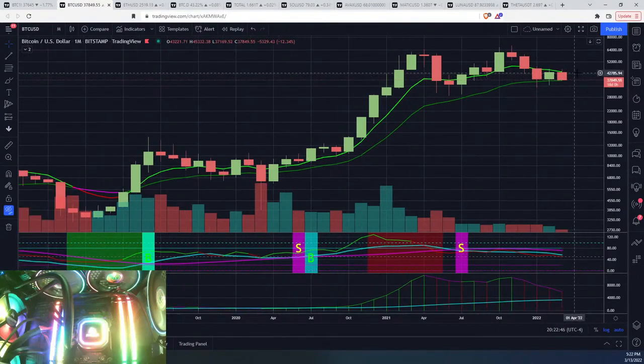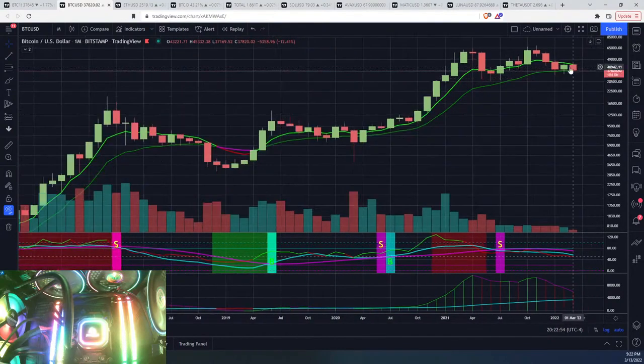Well, we probably just go back up to 42,000. And then if that holds, what's the next probable scenario? Well, we probably just go back down to 38,000. And we just keep going sideways here until what happens next? Well, probability says we break to the downside. So, is it possible we go to the upside?